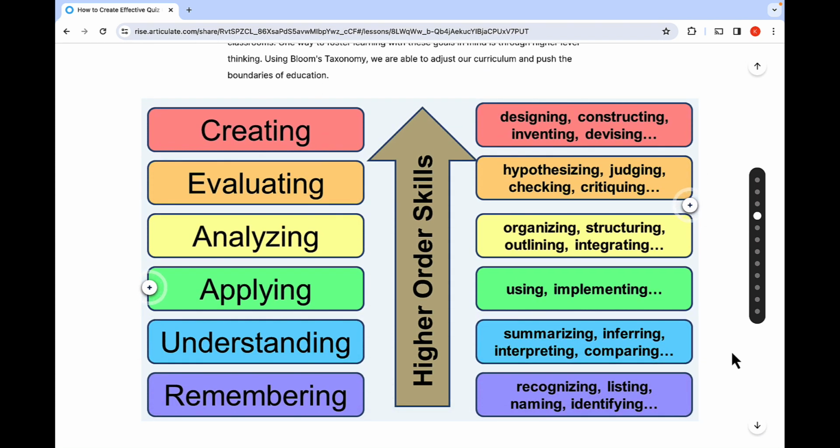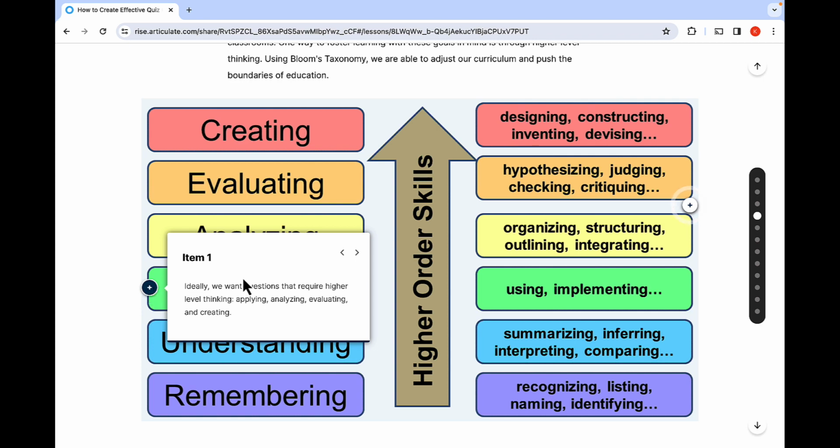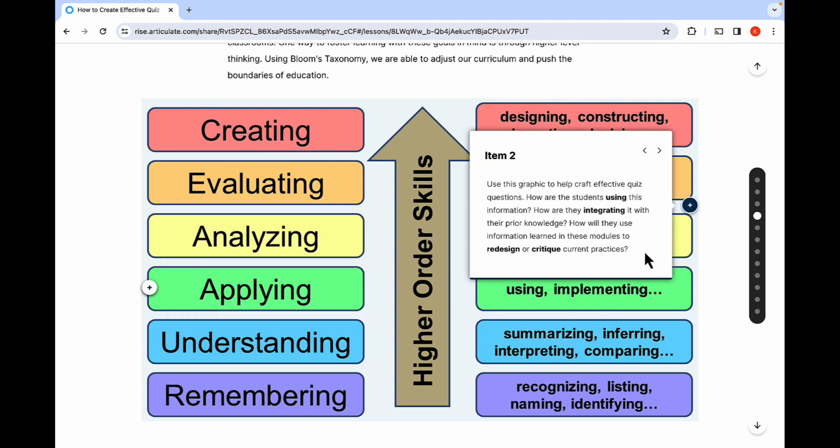Here's a good visual to use when thinking about how to apply higher level questions in your quizzes. On the left, you have Bloom's taxonomy. On the right are good words to use when thinking about how to frame your questions. How will the students be using this information? How are they integrating it with their prior knowledge? How will they use information learned in these modules to redesign or critique current practices?